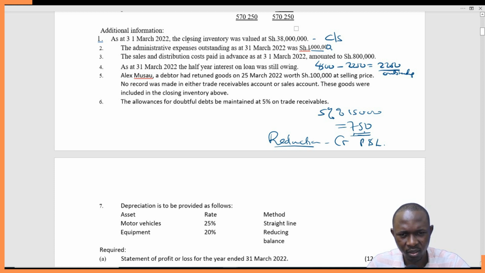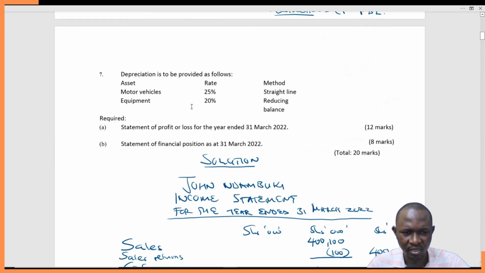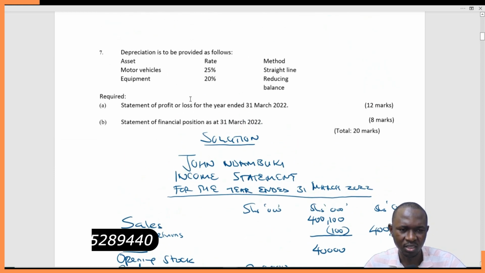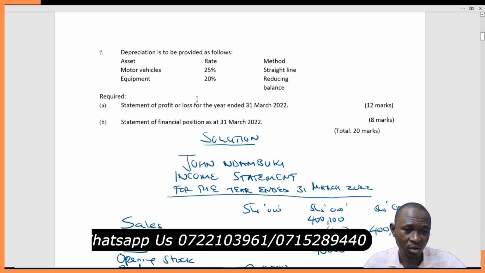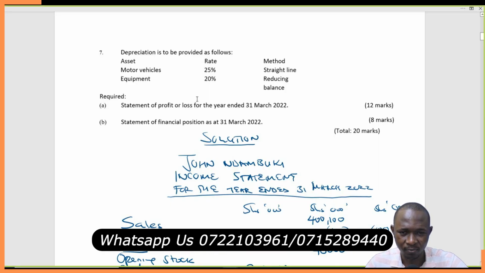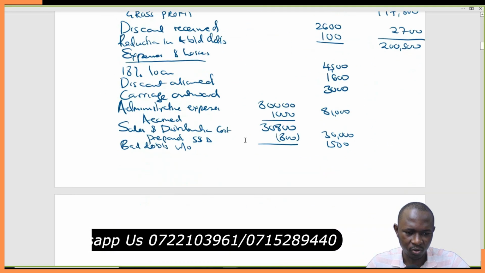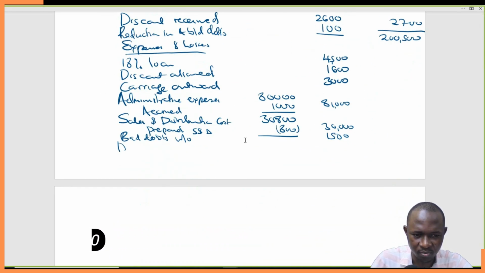So then, let's check again on the additional information just to be sure. Number 2, we've captured. Number 3, we've captured. Number 4, we've captured. Number 5, we have captured. Number 6, we've captured. Number 7, depreciation. We've not captured depreciation. So depreciation on motor vehicle and depreciation on equipment. We have not captured the two, so we'll come here and say depreciation: motor vehicle, and then equipment.